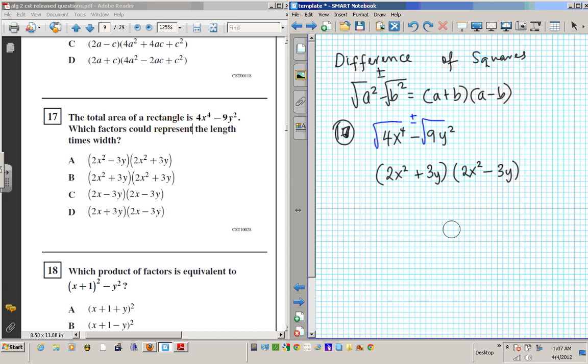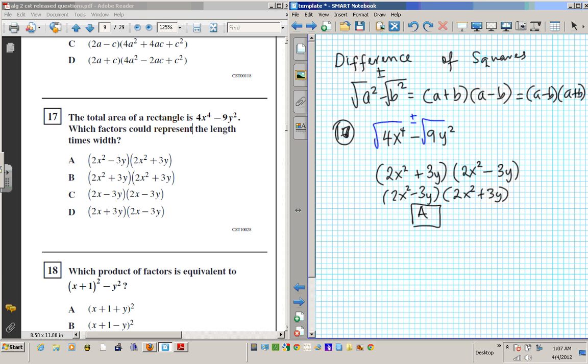So for number 17, we have 2x squared minus 3y, and then 2x squared plus 3y. So, or actually it's A. Yeah, the answer is A, because you have to square. There's a square here and there's a square there also, because this is a 4. So we have a plus and then a minus. Remember the commutative property of equality. You can also, this is the same thing as 2x squared minus 3y, and then 2x squared plus 3y. It means the same thing. Okay, so a plus b times a minus b is the same thing as a minus b times a plus b.